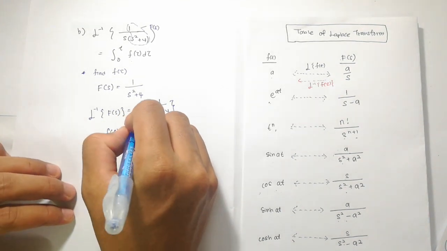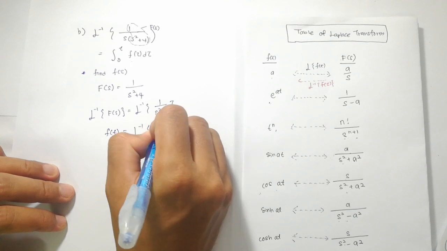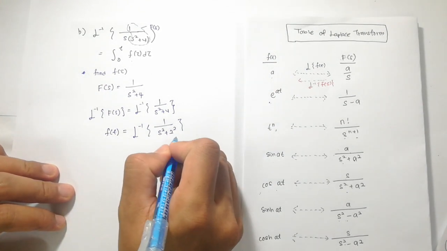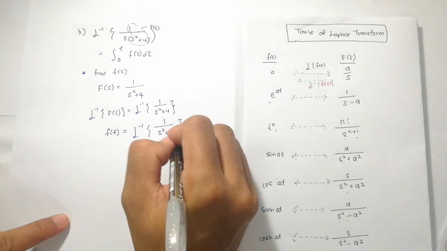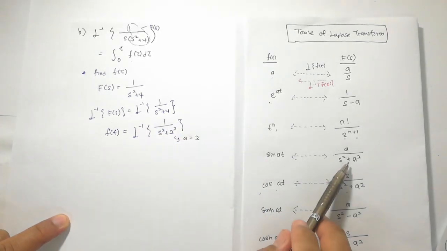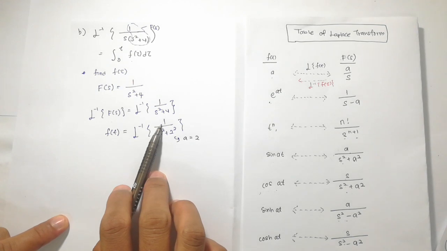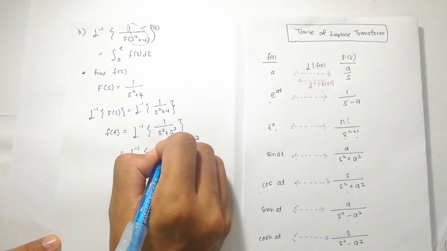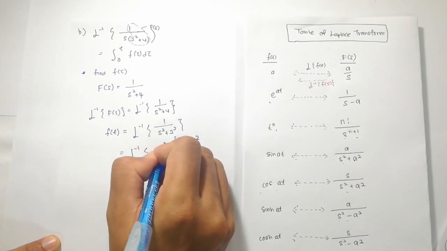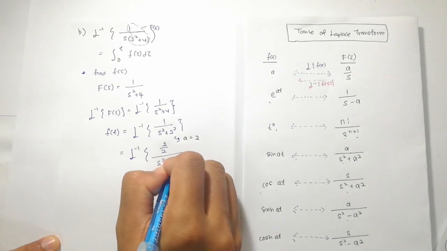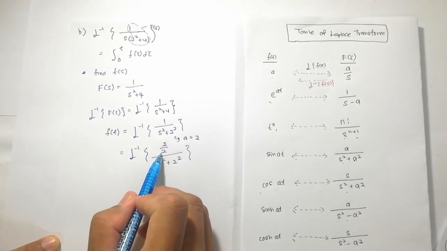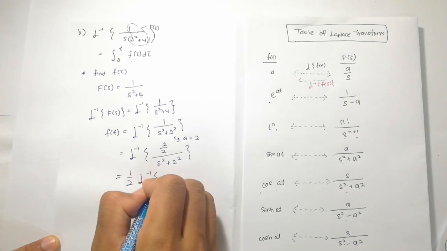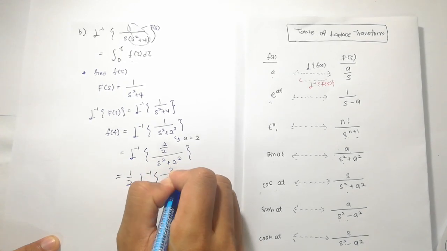So if we do over here, we have the inverse Laplace transform of 1 over s squared plus 2 squared. Right? So our a value for this case is equal to 2. So we have 2 and 2, so the numerator must be equal to 2. So we need to modify this function. So we will have 1 divided by 2, inverse Laplace transform of 2 divided by s squared plus 2 squared. Okay, so we can bring 1 over 2 outside of the inverse Laplace transform operator. So we have half, inverse Laplace transform of 2 divided by s squared plus 2 squared.